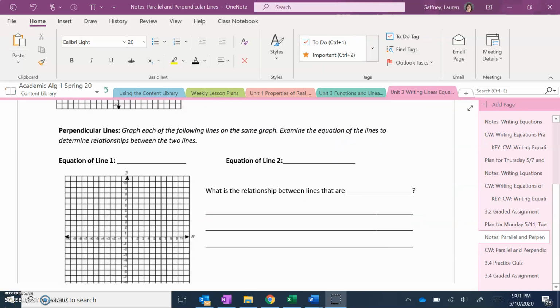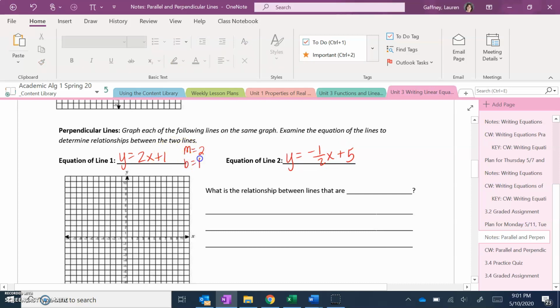Okay, so in perpendicular lines here, let's say that the first equation is y equals 2x plus 1, and let's make this one y equals negative 1/2 x plus 5. Okay, so let's plot these. So here my m is 2 and my b is 1. So go up to 1 on the y-intercept, technically it's 2 over 1, so go up 2, right 1, up 2, right 1. Okay, this one, my m is negative 1/2 and my b is 5. So go to your b of 5, and then we go down 1, right 2, down 1, right 2.